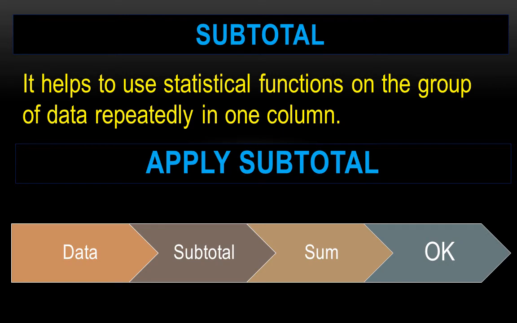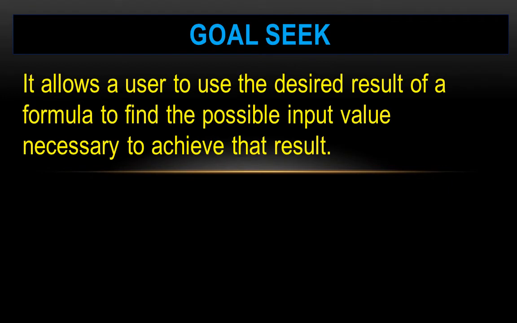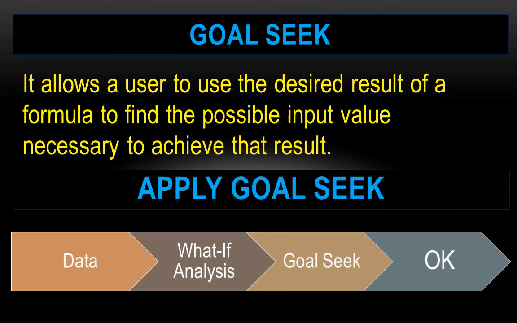Then the last important feature of Excel is goal seek. Goal seek is a wonderful feature in Excel that allows a user to use the desired result of a formula to find the possible input value necessary to achieve that result. To apply goal seek, user have to follow the given step.